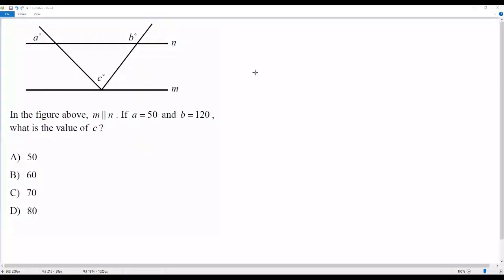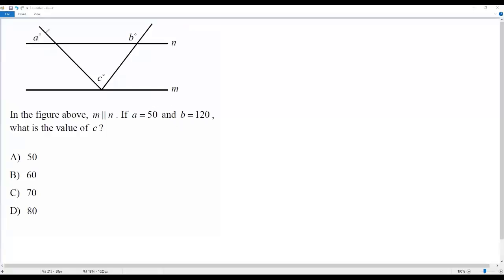Here we have a problem on angles. Okay, let's go to the question. So there is a figure given here. In the figure above, M and N are parallel. So lines M and N are parallel. If A equals 50 and B equals 120, what is the value of C?